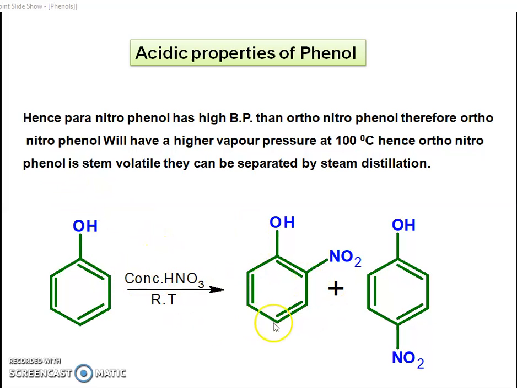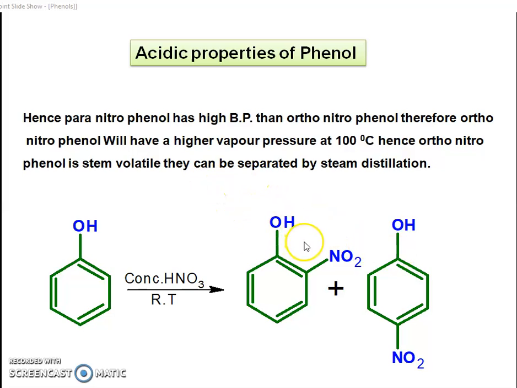In these reactions, see here: orthonitrophenol and paranitrophenol. The paranitrophenol has a higher boiling point than orthonitrophenol. Why is this observed? Because orthonitrophenol has one type of hydrogen bonding, which is intramolecular hydrogen bonding. Last time we saw what is meant by intramolecular hydrogen bonding and what is intermolecular hydrogen bonding.